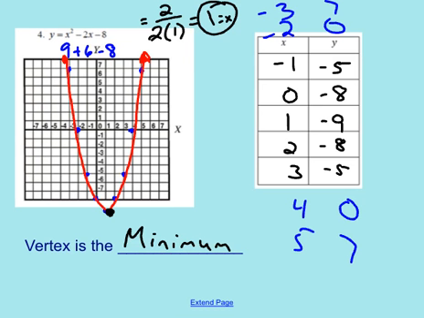Those are all the points you could have tried. I went 4 to the left and 4 to the right, or down 4, up 4, whatever you're thinking of. And your parabola looks awesome. You guys are able to get this.